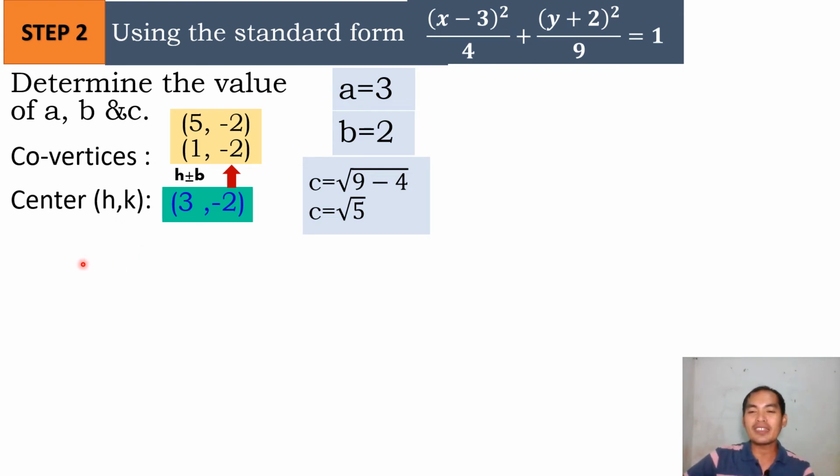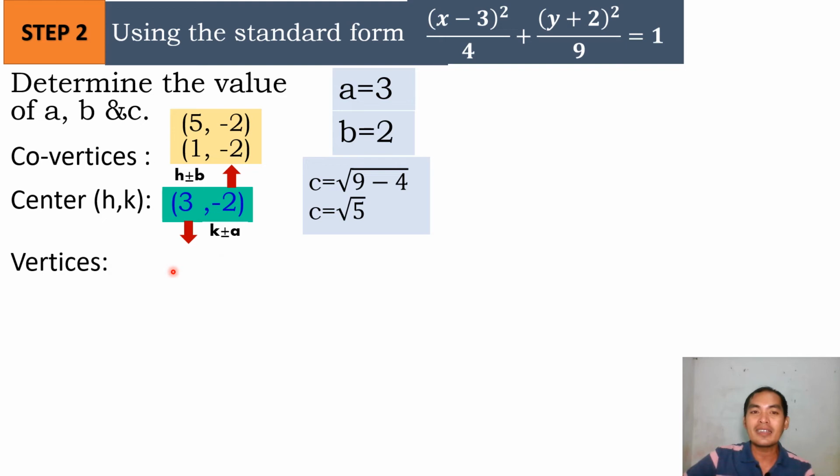How about for the vertices? It's the opposite. Kung kinopya dito ang y, dito naman ay x. How about for y, we have k plus or minus a. Because it's vertices, it's always referring to a. Pag co-vertices, referring to b. Pag focus, referring to c. So, hindi makalimutan ha. Vertices, we have k plus or minus a.